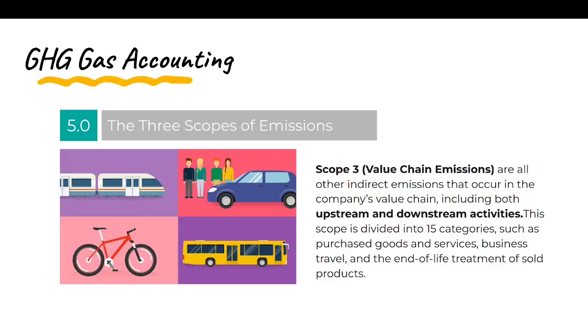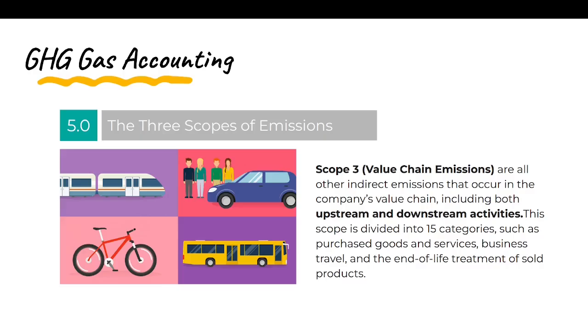And then there's a third scope of emissions. These are the hardest to compute. They're also a type of indirect emissions, also called value chain emissions, which are all other indirect emissions that occur in the company's value chain, including both upstream and downstream activities, where we said upstream activities are all activities before your company, and downstream will be all activities after your company.